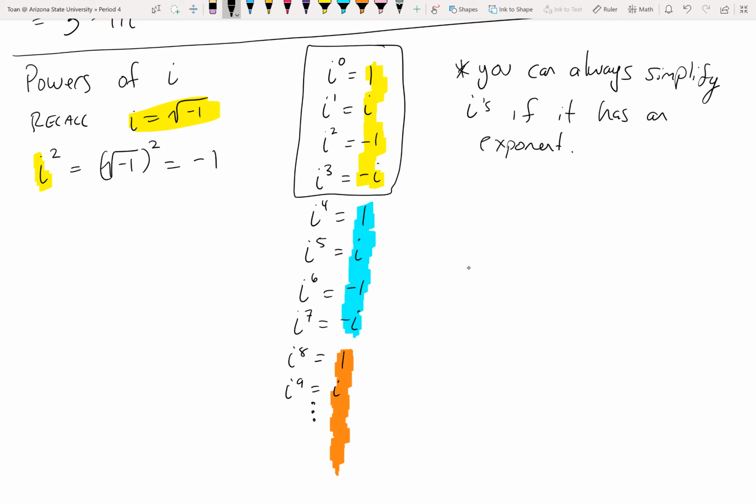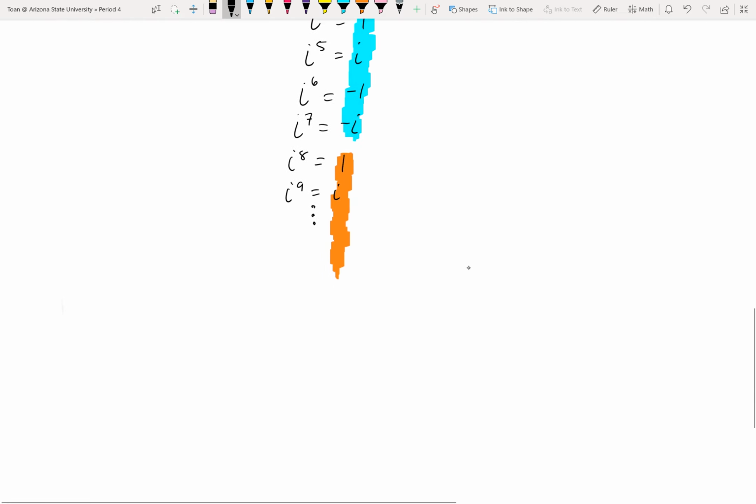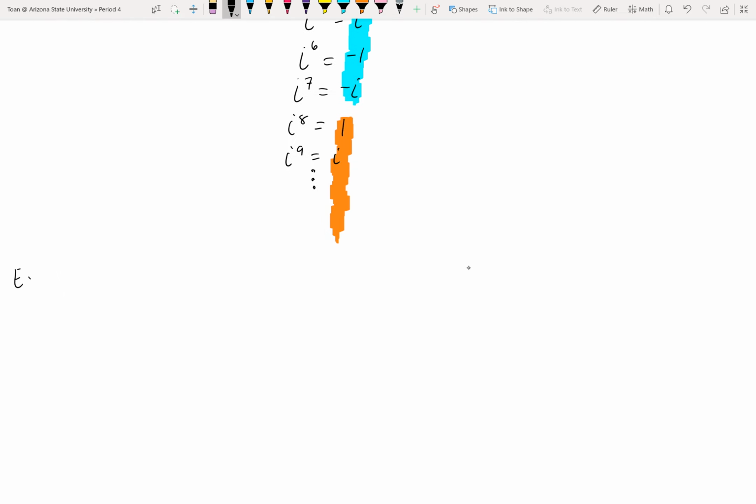Now for smaller powers, that's easy. What's i to the 6th? Okay, I can run through the pattern. What's i to the 10th? Oh, I can run through the pattern. But if I gave you something like, what's i to the 8,319th power? I don't want to run through the pattern over and over and over again 8,319 times.